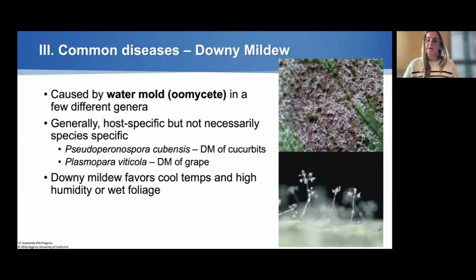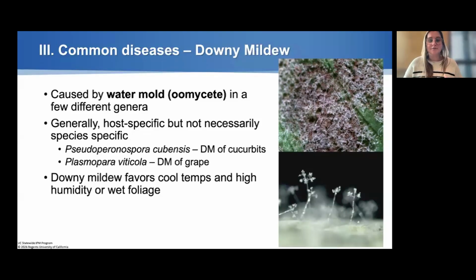The next disease I'm going to talk about is downy mildew. So downy mildew is caused by a water mold, one of those oomycetes that I mentioned, and it is actually a few different genera as well. It's not a single type of fungus. These are also pretty host specific. Just like powdery mildew, it sometimes is very host specific and only infects one species, like that of downy mildew of grape. And on the other hand, there's some types of downy mildew that affect closely related plants, like the downy mildew of cucurbits will go to other cucurbits.